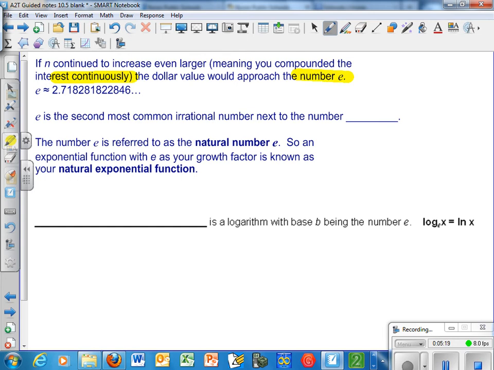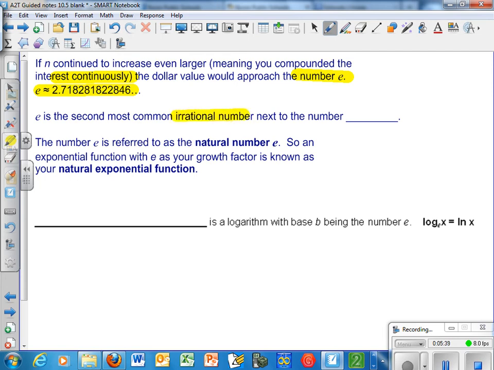or this base e that we're going to be talking about. This is actually base e to about 11 or 12 decimal places. This is an irrational number. There's no repeats of decimals or anything, so it's approximately 2.72. e is the second most common irrational number.